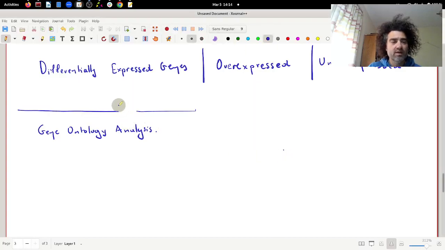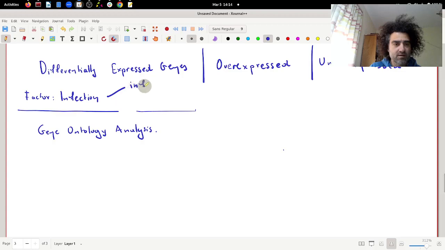So until now we have used edgeR or DESeq2 in order to find genes that are differentially expressed in two classes. The factor was the infection, and this factor has two levels, the infected class and the control class. What we have found are genes that are differentially expressed in these two categories.